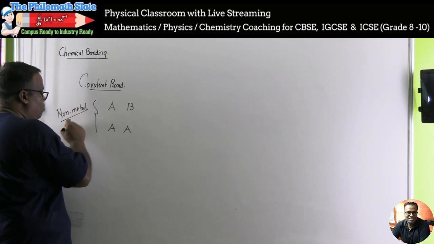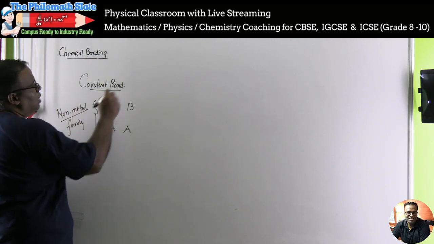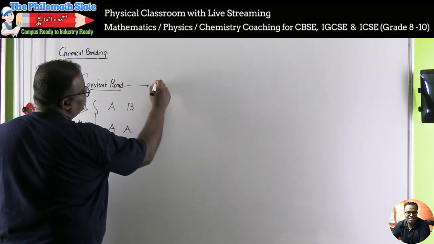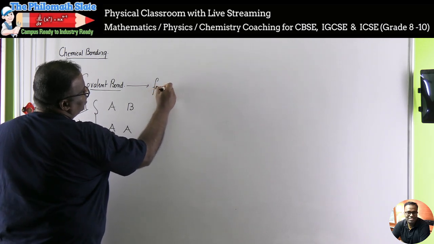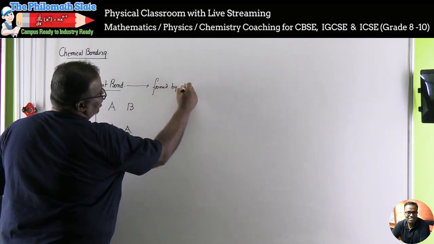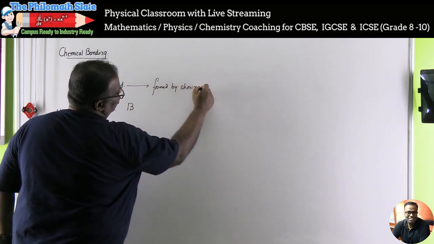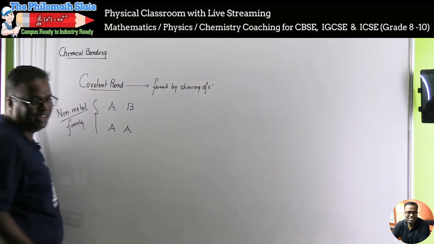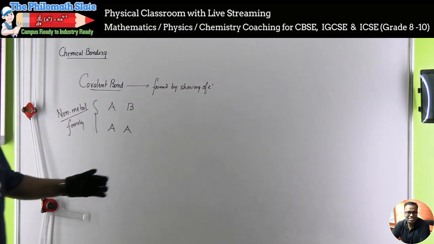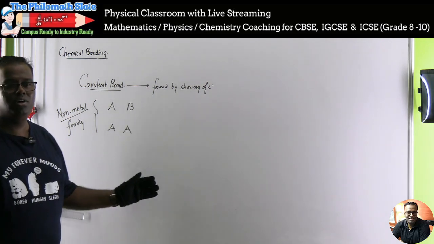Sir, why are you saying this? Because a covalent bond is a bond formed by sharing of electrons. Is the story becoming clear now? It's by sharing of electrons. And who shares?